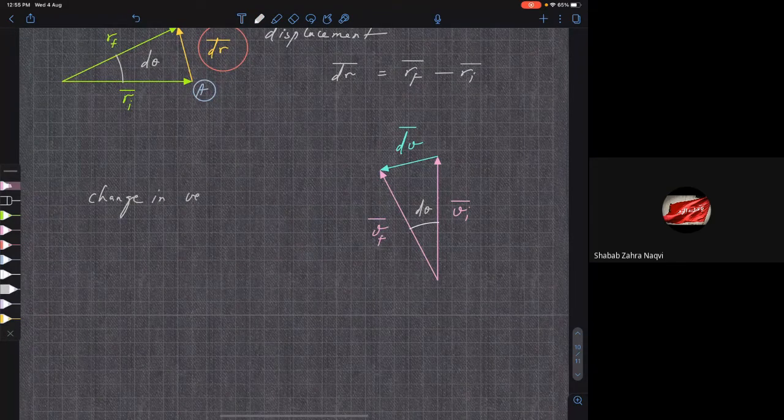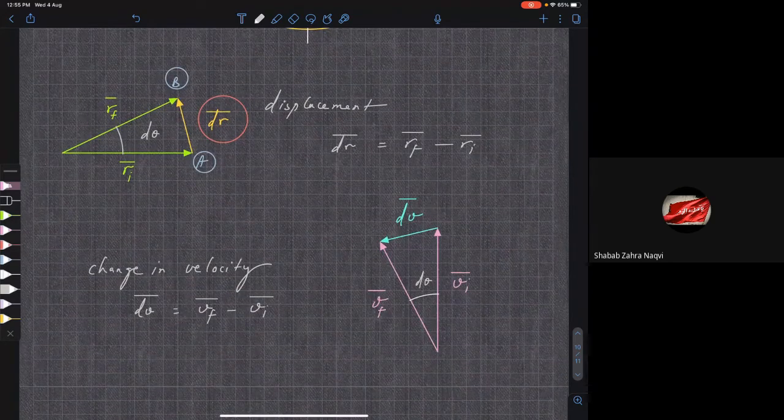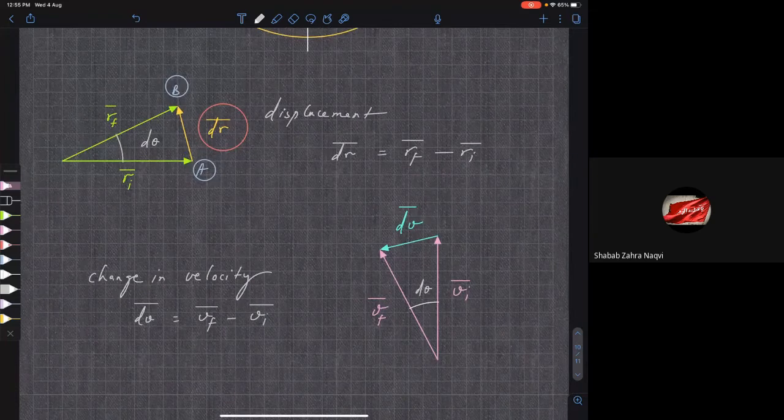Change in velocity, dv, can be written as v final minus v initial. Do you agree? Clear? Any doubt in this?